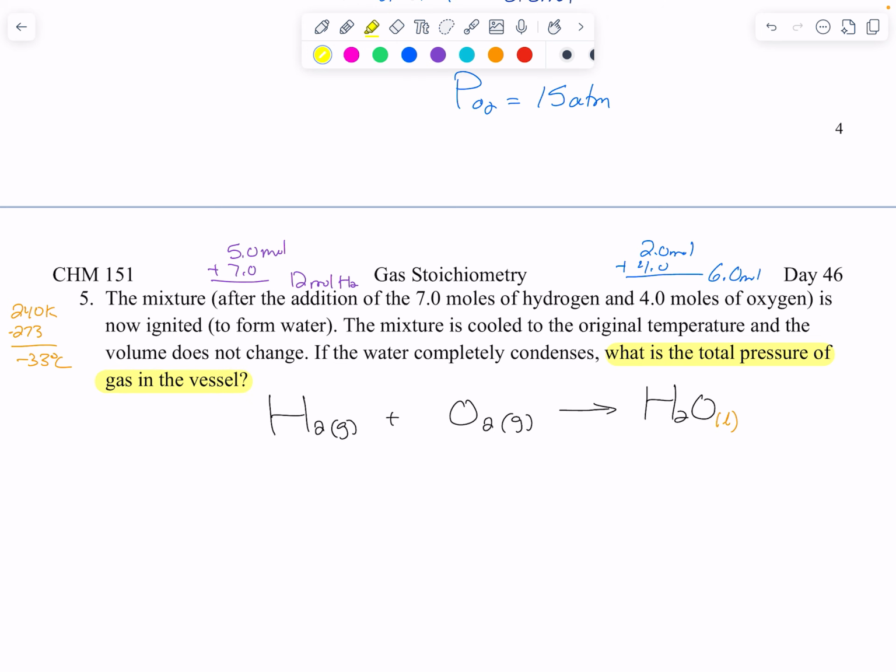Is my equation balanced? No, I need a 2 here. Oh, that's a highlighter. Sorry, guys. I need 2, 1, 2. That's hydrogen and oxygen going to water. We have 12.0 moles of H2, and we have 6.0 moles of oxygen. What's the limiting reactant? Well, 12 divided by 2 is 6. 6 divided by 1 is 6. So that means they are both present in the correct ratio.